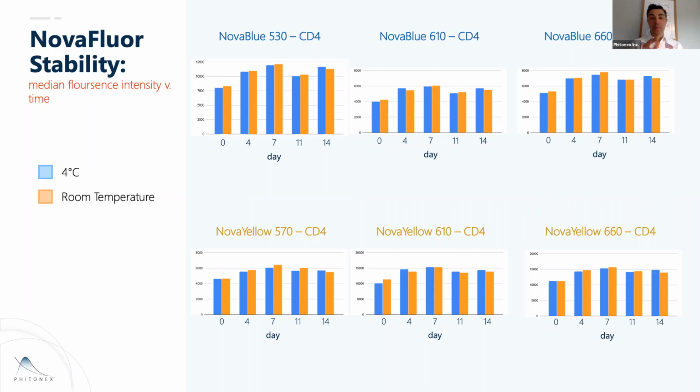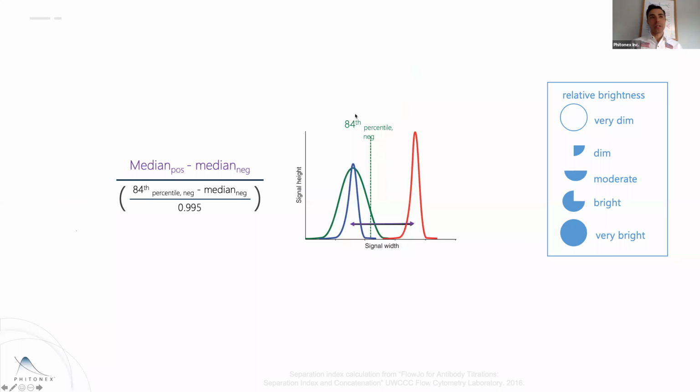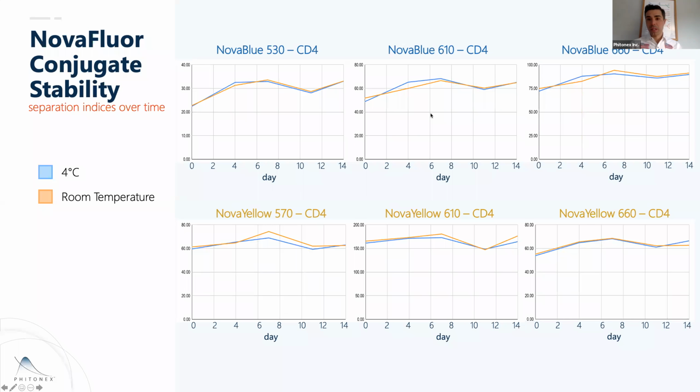And you could say, okay, that's great, but what happens if you're getting an increase in background, right? So we also looked at separation indices to say, okay, we should also account for the 84th percentile of the negative, just in case there's some breakdown that's leading to increased background. And what we see is that there is also no difference in the separation indices, right? And that's always the bar that we set, which is that it shouldn't just be, oh, it's just as bright, because if the background moves up, who cares, right?